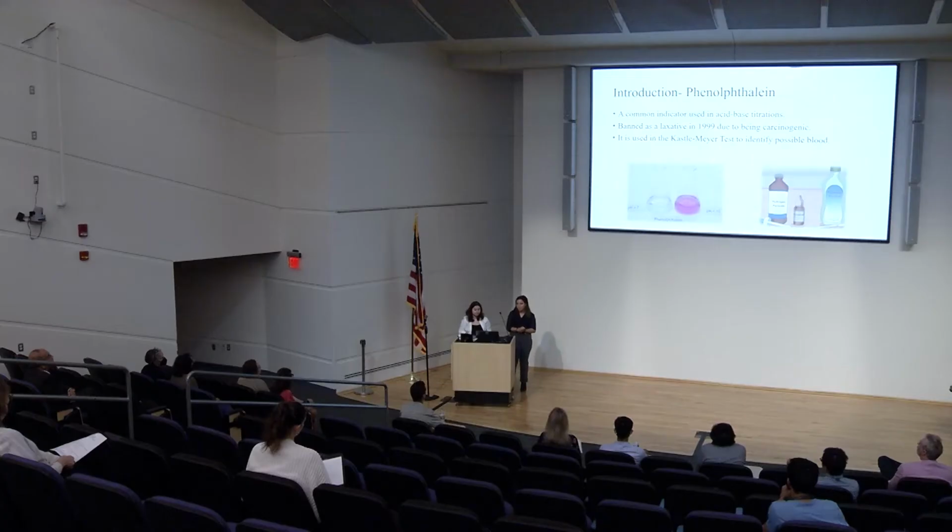So now it is removed as a laxative and mostly used in the Kastle-Meyer test. You can see it in the bottom picture. And this mainly works to identify any type of substances that may contain blood. The way that it works is that you add hydrogen peroxide to an acidic solution, and it's going to oxidize the hemoglobin present in the blood.